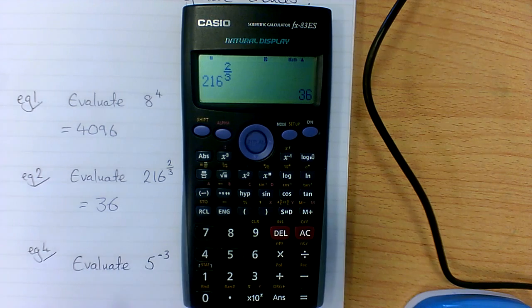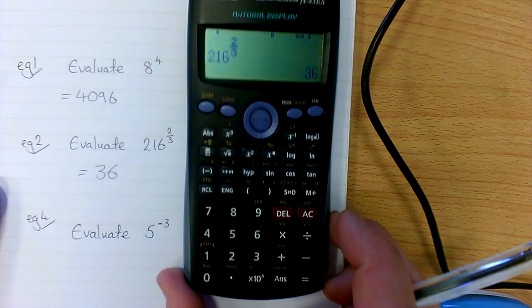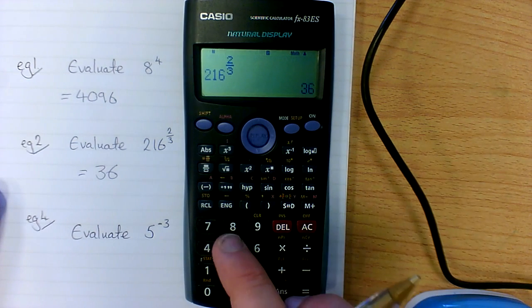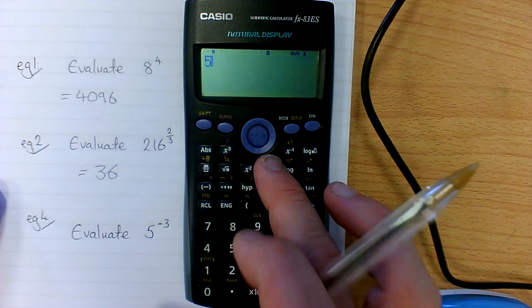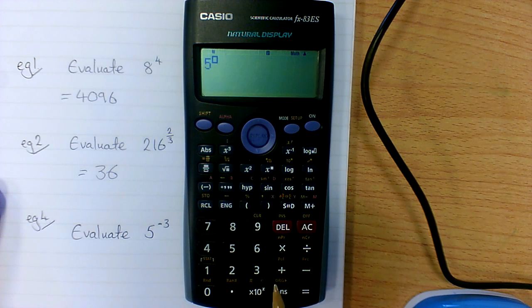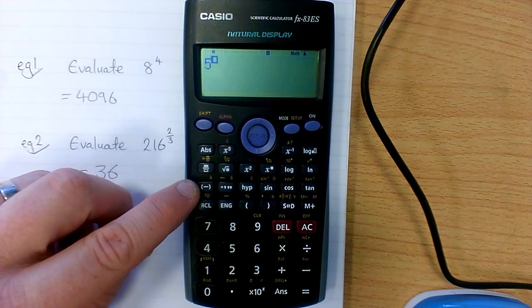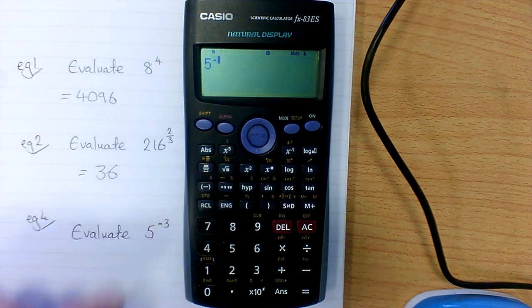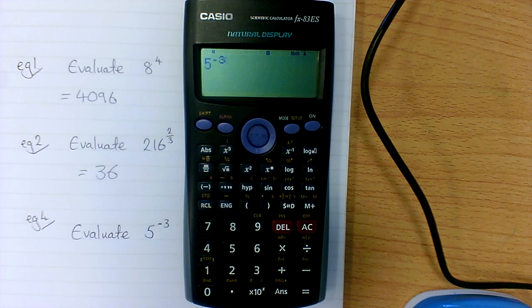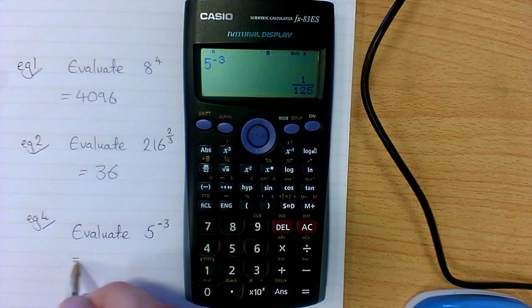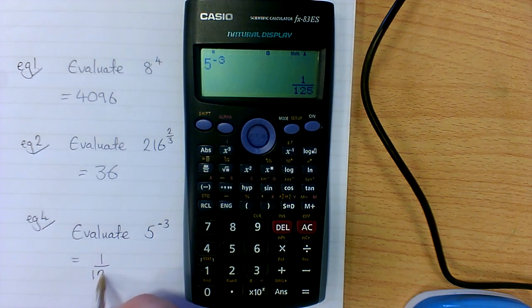And then finally, for evaluating 5 to the power of minus 3, exactly the same. 5, power button, this time it's minus 3. Now people would be tempted to use this minus. When you're putting in negative numbers, you should always try and use this one here. Okay, so minus 3 looks exactly like the question, equals, so our answer is 1/125.